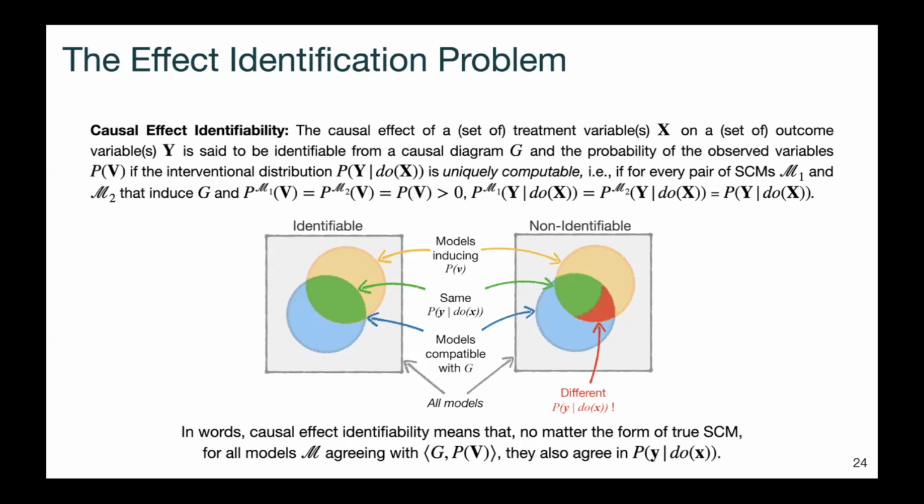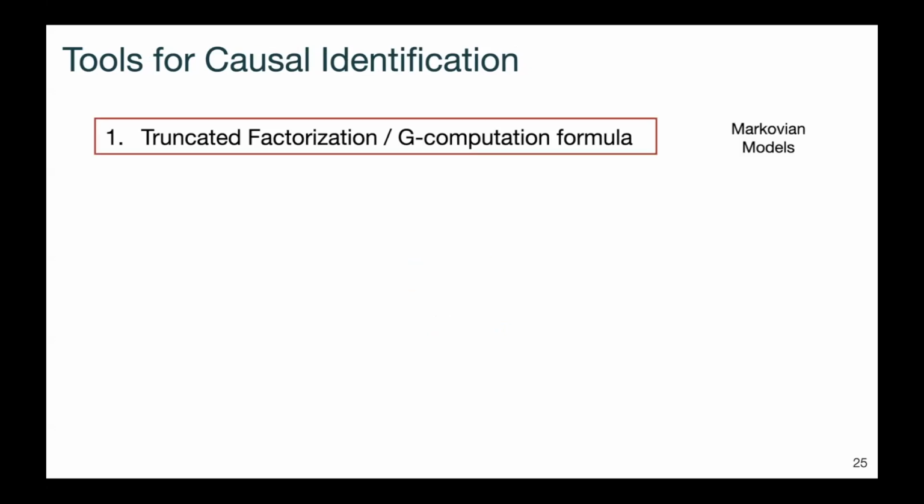Is this clear? Okay. So what are the tools that we have to do causal identification? The truncated factorization that I showed you works in the case of Markovian models, because the variables are all factorized. The factorization of the interventional distribution is a factorization of every variable given their causes. And since you have all the causes observed, any effect is going to be identifiable through this formula. This is sometimes called the G-computation formula.